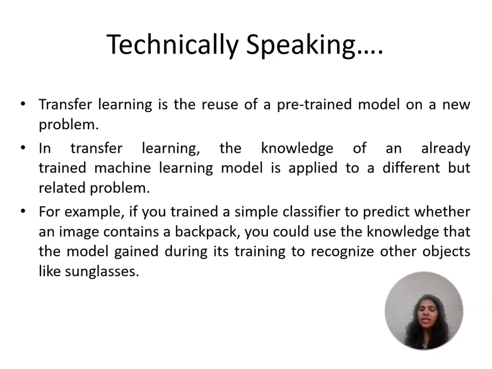We have two problems. The first problem in hand will be the identification of animals. The second problem in hand will be the identification of things like tables, chairs, etc. So what will happen?